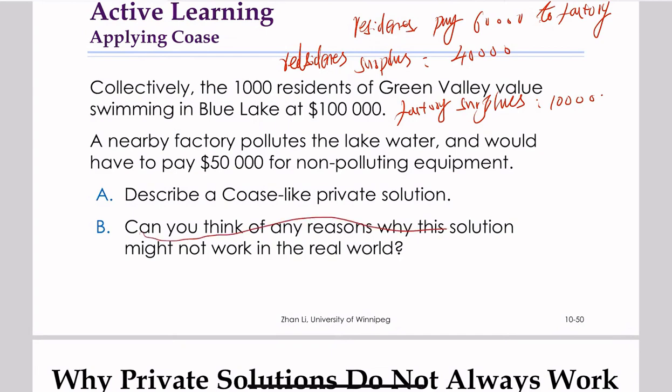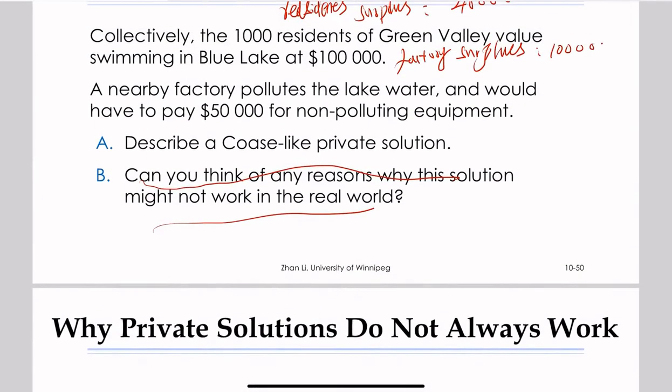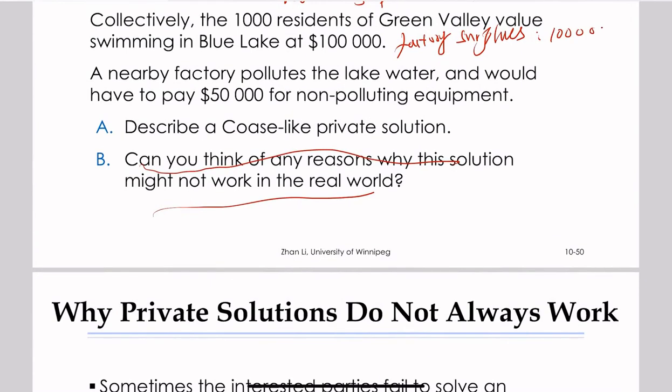Now, can you think of any reason why this solution might not work in the real world? Remember when we first discussed the Coase Theorem, we said there is an important assumption, that is no bargaining cost, right? Only when private parties can bargain without cost can this bargaining solve the externality problem. The solution can be efficient. Clearly, if there is cost in the bargaining process, then possibly they cannot achieve this Coase-like private solution.